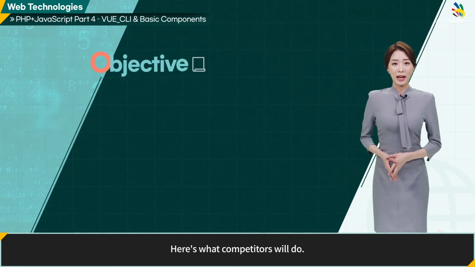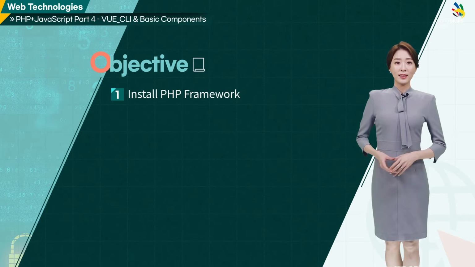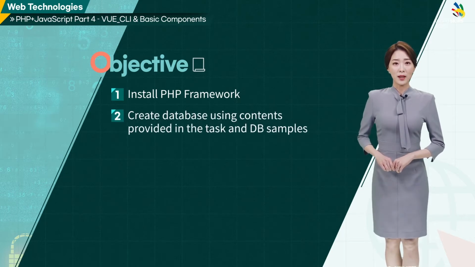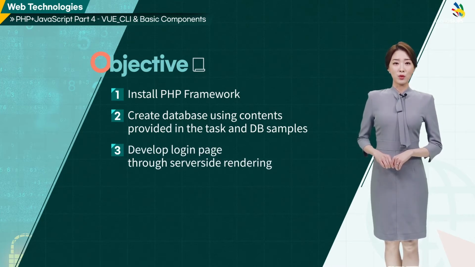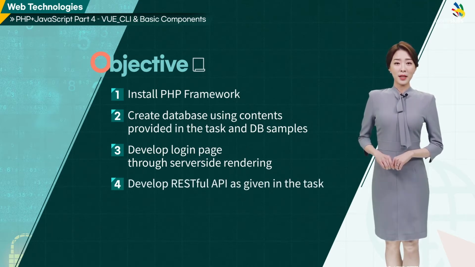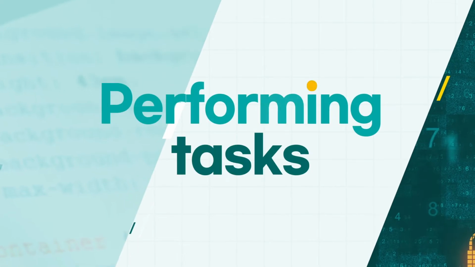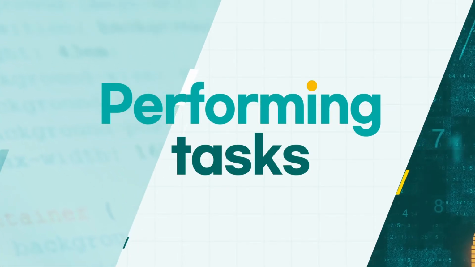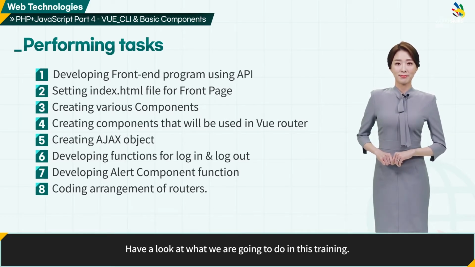Here's what competitors will do. First, install the PHP framework. Next, build the database using the contents provided in the task and DB samples, and implement the login page through server-side rendering. In addition, implement the RESTful API as given in the task and complete the front-end program. Please check what you are going to perform on this task.